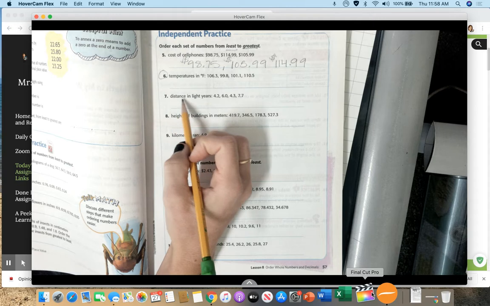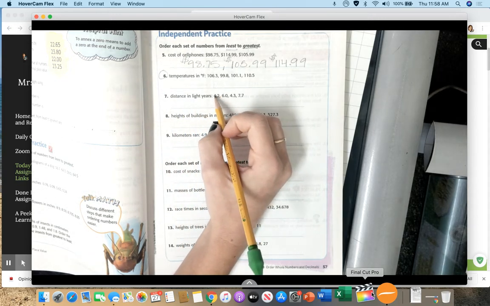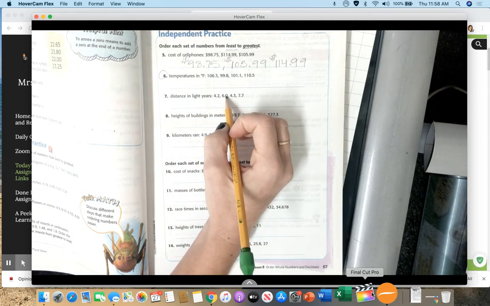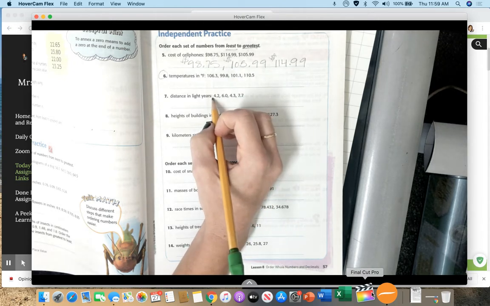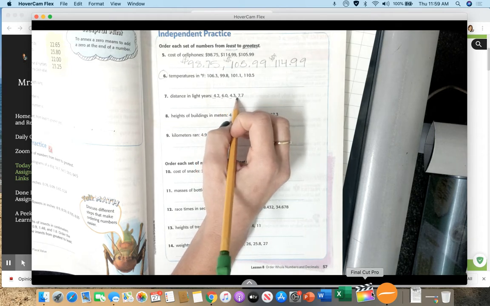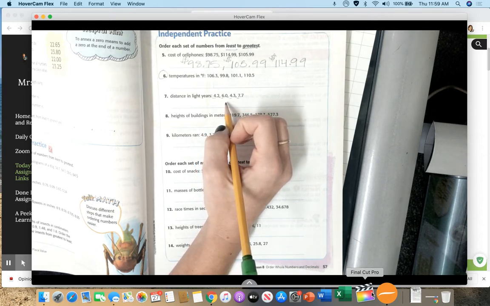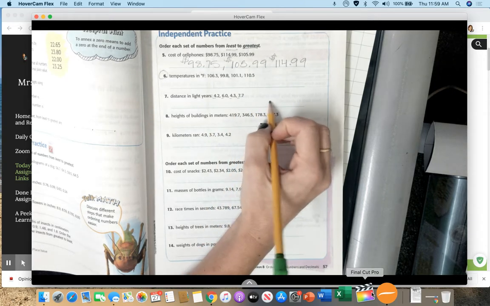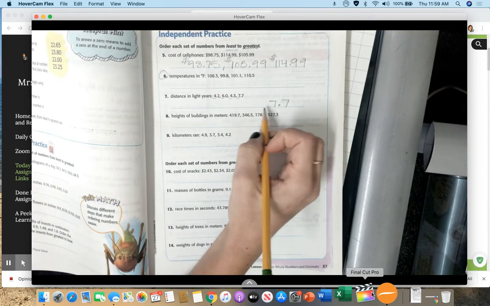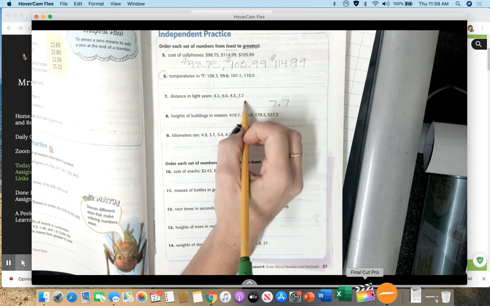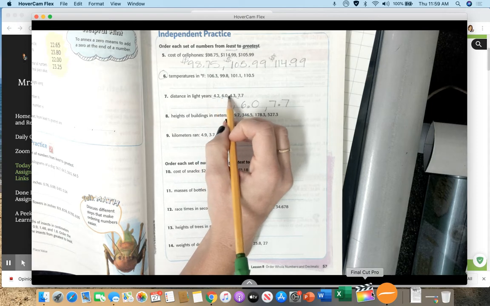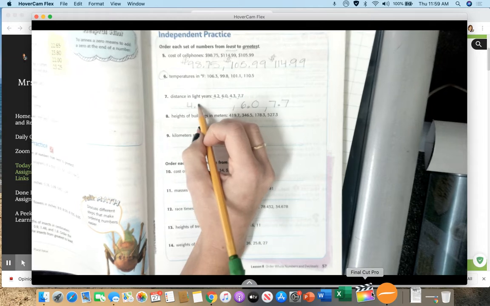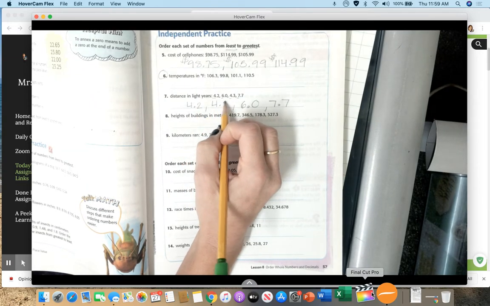I will go ahead and do the distance in light years. So we have 4 and 2 tenths, 6 and 0 tenths, 4 and 3 tenths, and 7 and 7 tenths. So I have a 4, a 6, a 4, and a 7 all in the ones place. Well, the 7 is the highest, so I know that's going to be my biggest one. My 6 is the next biggest, so I know that will be going right here. And then I have a 4.2 and a 4.3. 2 is smaller than 3, so 4.2 will go first, and then 4.3 will go next.